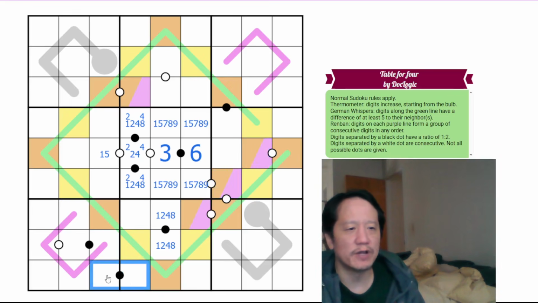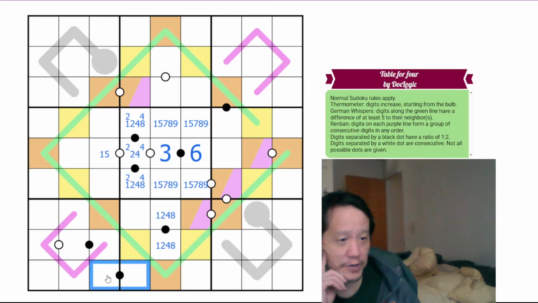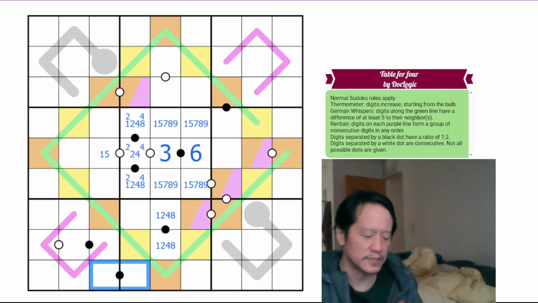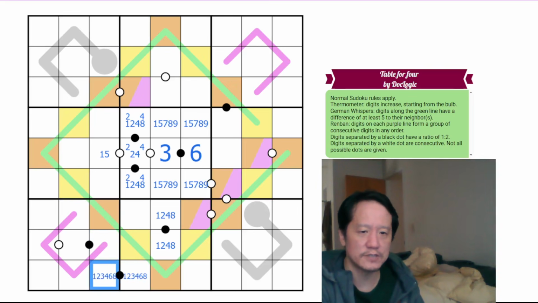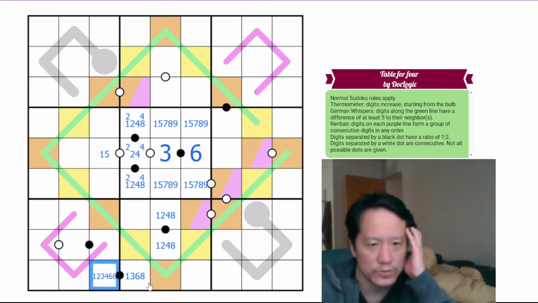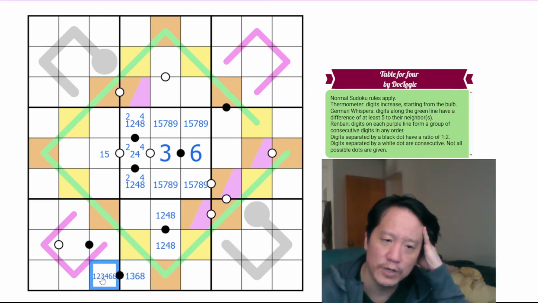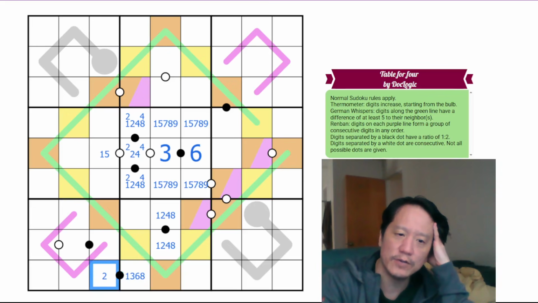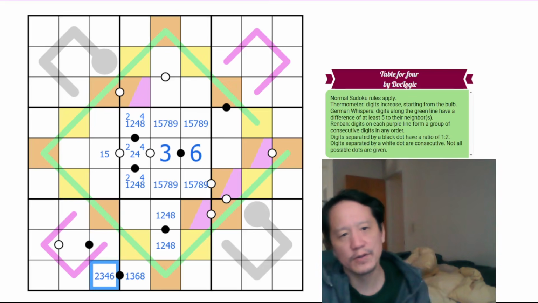Digits next to a black Kropke dot cannot be 5, 7, or 9, because if you halve 5, 7, or 9, you get 2.5, 3.5, 4.5, none of which are digits. If you double 5, 7, or 9, you get 10, 14, and 18, which aren't digits. So this has to be 1, 2, 3, 4, 6, 8. This cannot be 2 or 4 here. So to be in a 1 to 2 ratio, 1 would have to be with 2, 8 would be with 4, and 3 and 6 could be with 3 or 6. Okay.